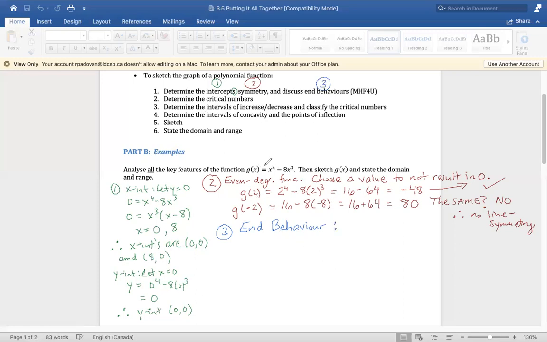So again, we said g of x is a degree of 4, which is even. So if I have an even degree function, my end behaviors will be the same. So maybe we just write that out for review. Even degree function. Sorry, I'm just going to write it underneath here. My end behaviors will be the same.